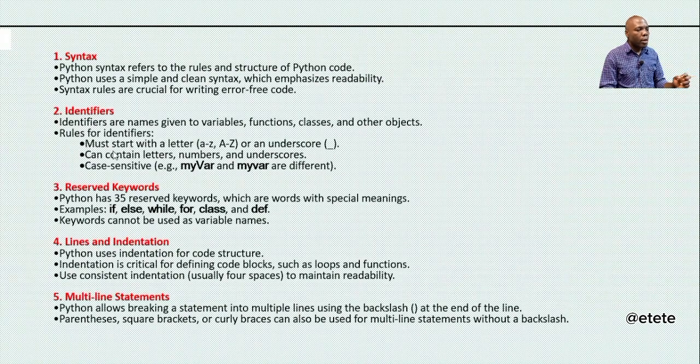So the rules: it must start with a letter, A to Z or uppercase A to Z, or an underscore. It can contain letters, numbers, and underscores. It is case sensitive, e.g. myvar and MyVar are different. Now, this same principle applies to the naming of a variable, which is what you are seeing here. So we are going to practically see that, and then you will see how I use them in programming.